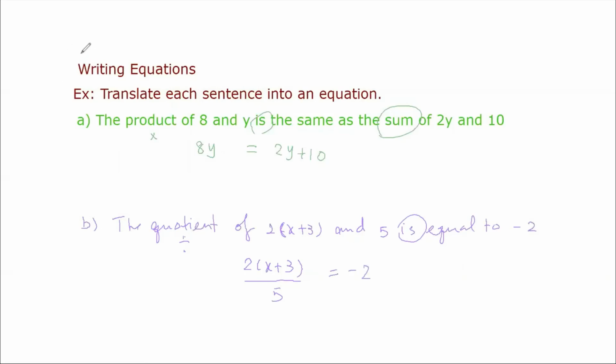Let's talk about writing equations, and how you translate each sentence into an equation. Okay, so I think that's all for today.